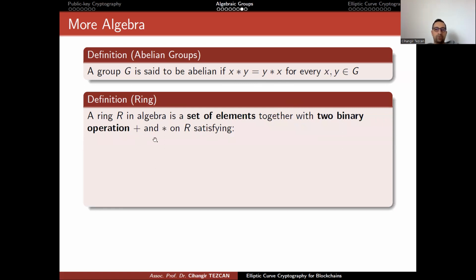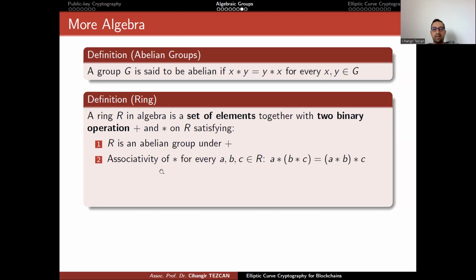So let's move on to rings from groups. A ring R in algebra is a set of elements together with two binary operations. Here I'm going to represent them with addition and star, but you can also use multiplication. But we want them to satisfy the following. This set R should be an abelian group with respect to addition. So we have seen groups under addition, so think about this as them. But we now added another operation. So we are requesting more properties, like associativity of this star, as follows.